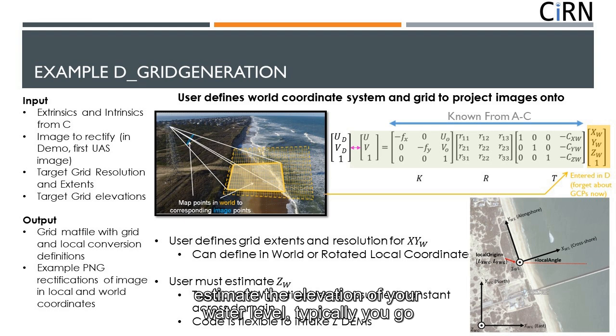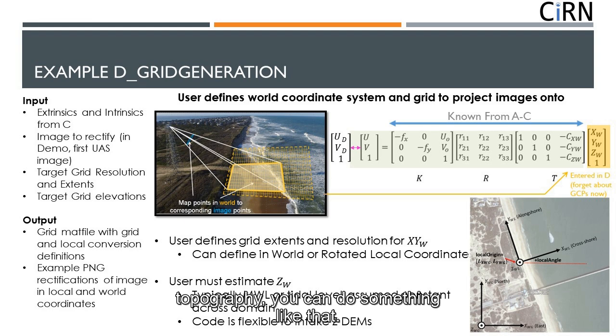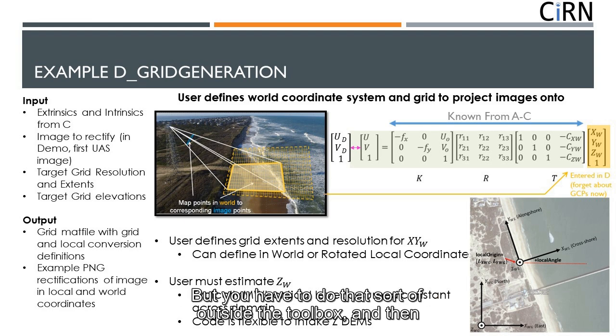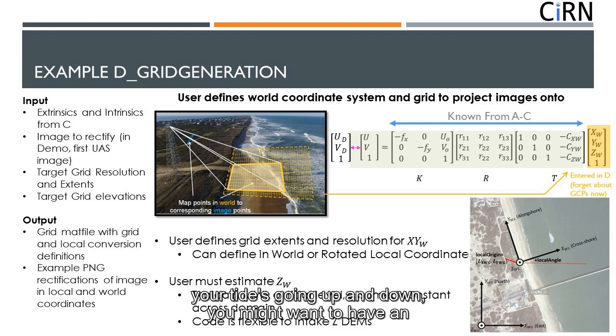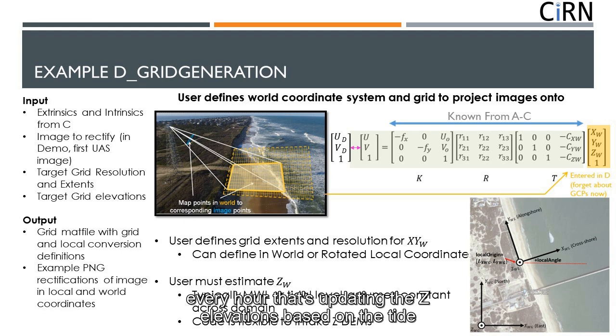And just a reminder that you need to estimate the elevation of your water level. Typically you go grab that from a nearby tide gauge. If you want to create a spatially varying elevation file that includes the dune elevations and average beach topography, you can do something like that, but you have to do that outside the toolbox, and then the toolbox will ingest that. So if you are running a fixed camera station somewhere and your tide's going up and down, you might want to have an additional script that's creating a DEM to feed into this every hour, that's updating those Z elevations based on the tide change.